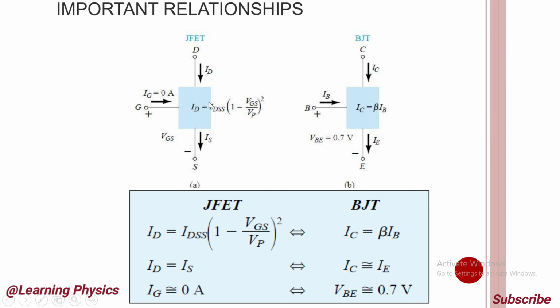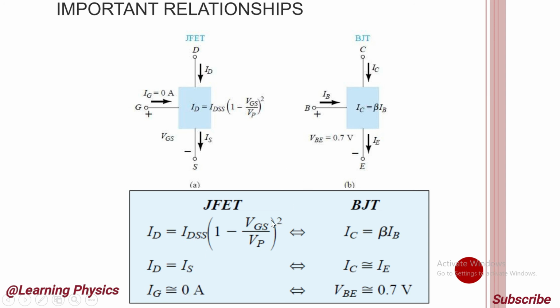Through this relation, we can find the value of the drain to source current. Here ID is the drain to source current, and IDSS is the maximum or saturation current we achieve during the functioning of the JFET. And this relation is used to calculate the value of current. And these are some characteristics where ID is equal to IS. The value of source current must be equal to ID, and the value of IG, the gate current, will be zero.